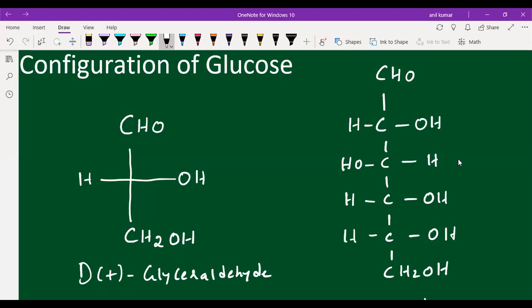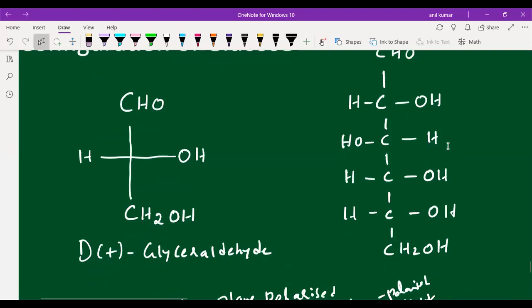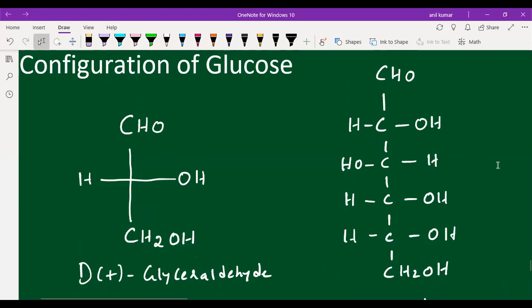Now I will ask one basic question by seeing this glucose structure. Students, how many asymmetric carbons are present in this D plus glucose? By seeing this structure, please find out how many asymmetric carbons are present.